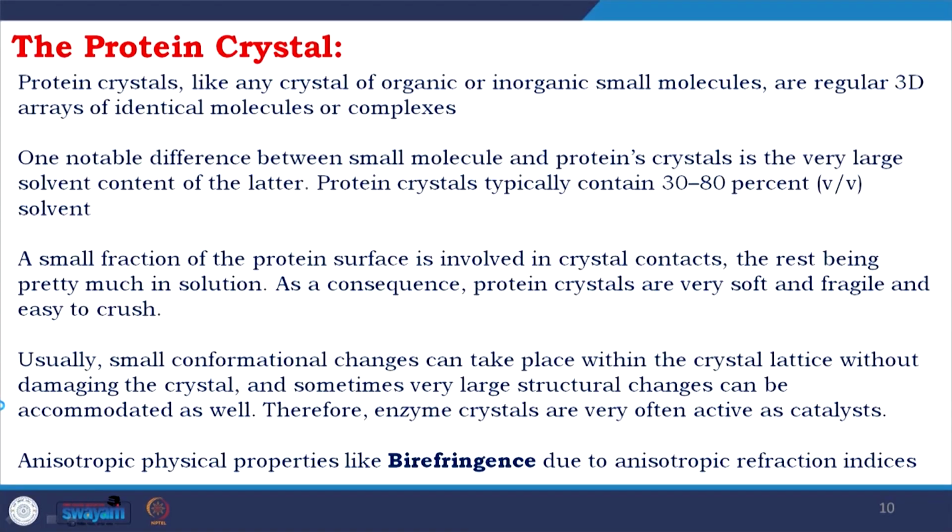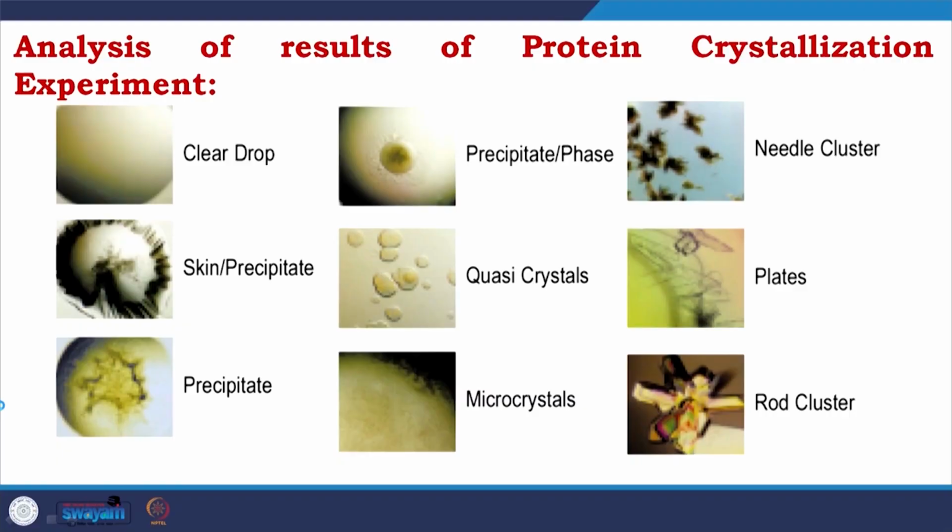Anisotropic physical properties like birefringence are due to anisotropic refractive indices. What is birefringence? If you put the crystal inside the microscope and apply polarized light, you see that color is produced. That is called birefringence.